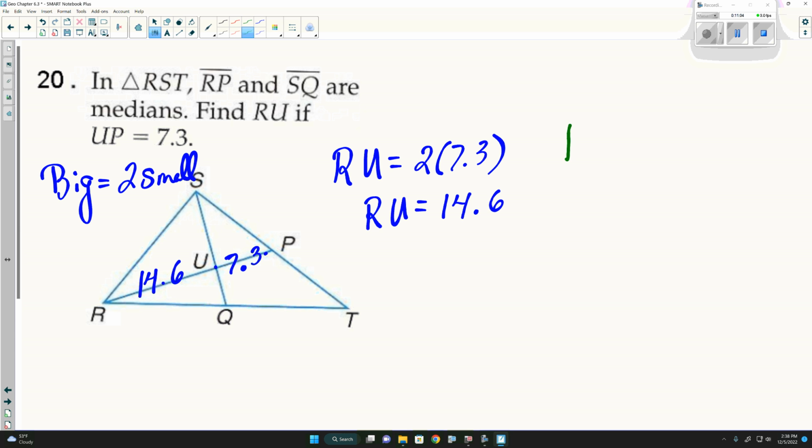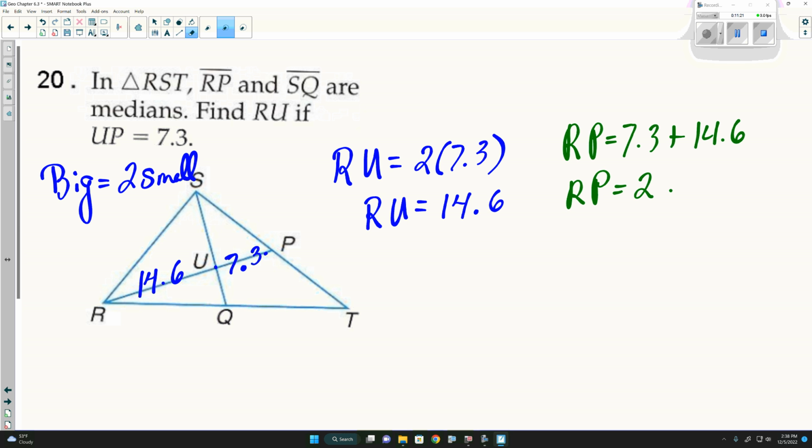Now if we wanted to find RP, we could take the 7.3 and add to it 14.6, and RP is 21.9. Questions on this here?